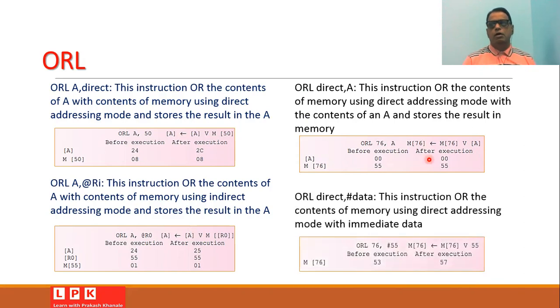We can OR the content of memory using the direct addressing mode with immediate data. For this, we can make use of the instruction ORL 76 comma hash 55. And if the memory 76 consists of 53, then after the execution of this instruction, we will get the result in the memory as 57.